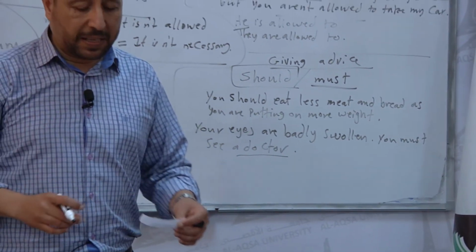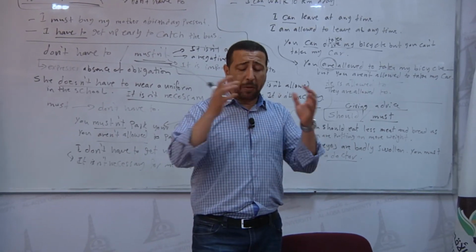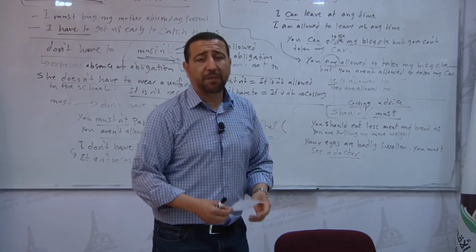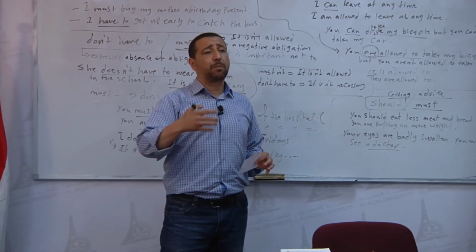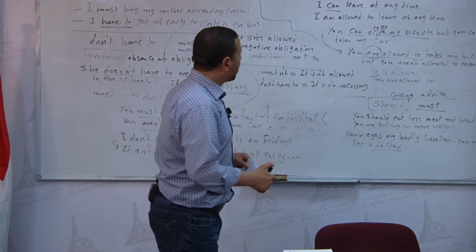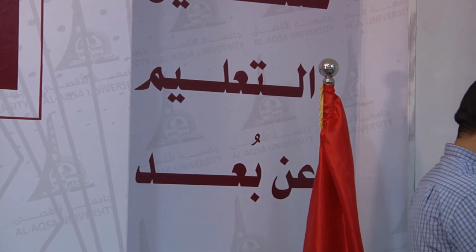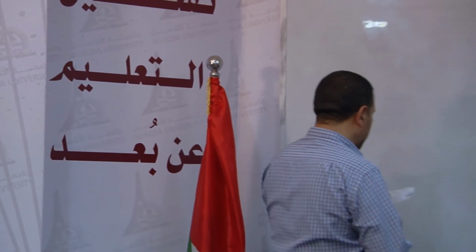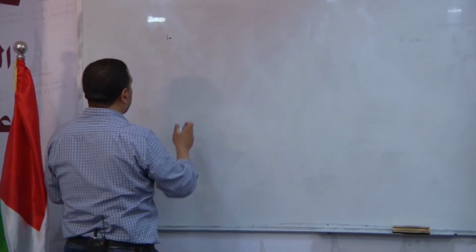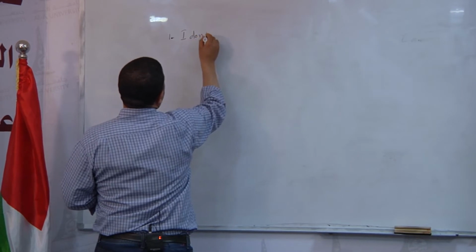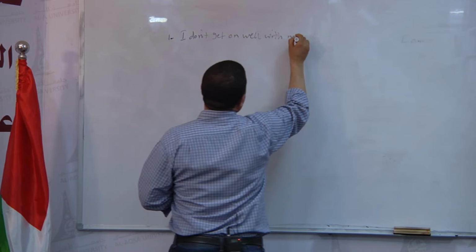And we have come to the end of the rules. Let's have examples on the board in order to illustrate what we have been talking about. I'm going to write more examples. Number one, I don't get on well with my boss.